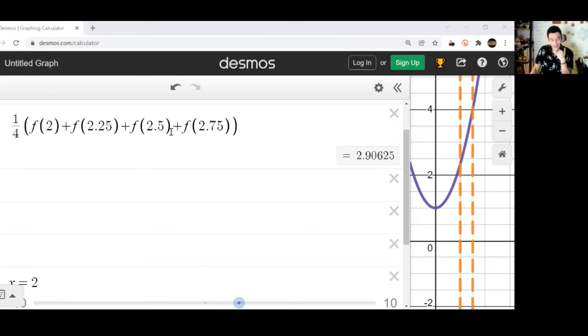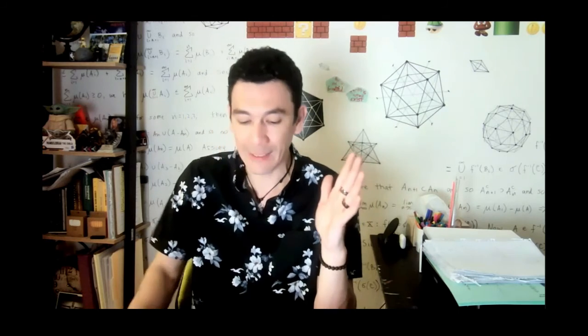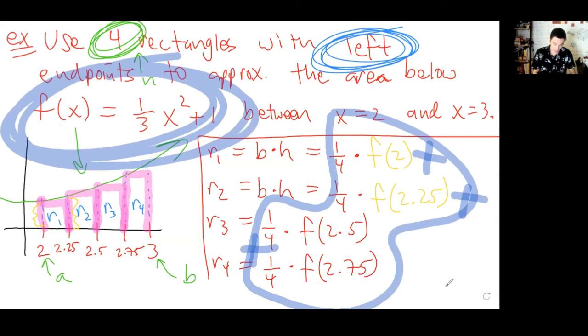So these are 4 rectangles. These are the 4 heights of the 4 rectangles from the left, and then we multiply by 1/4 because all of them had a 1/4 anyways. And this number here is your final answer. About 2.90625. 2.9. Let's just call it 2.9 as an approximation. So let's go back to our notes, and let's say that it was about 2.9. So here for this example, the final answer, let's say it's about 2.9 square units.